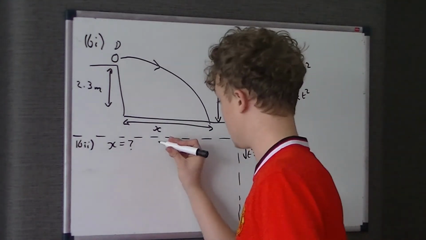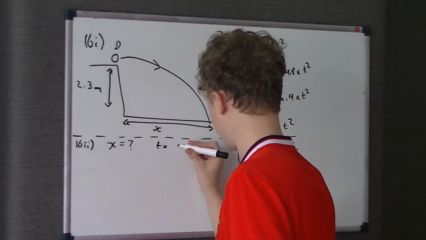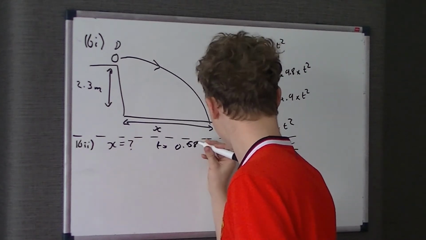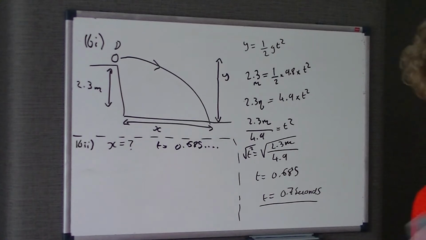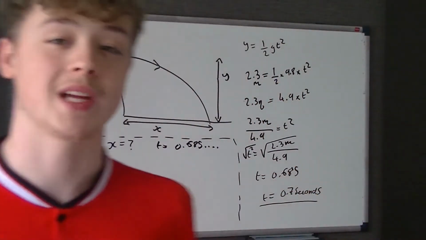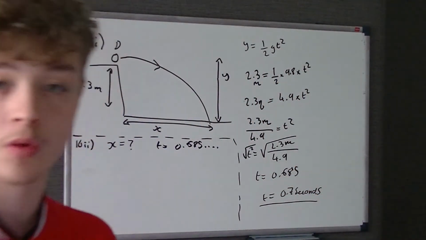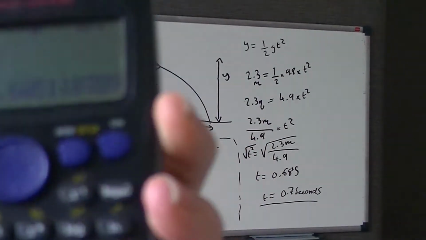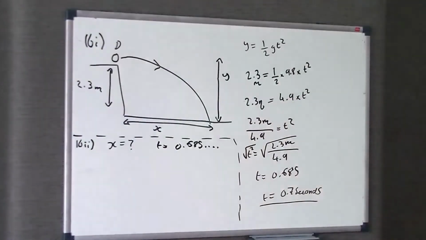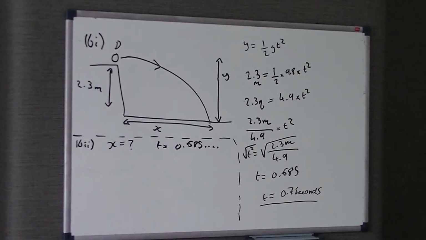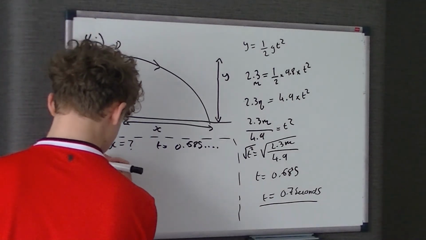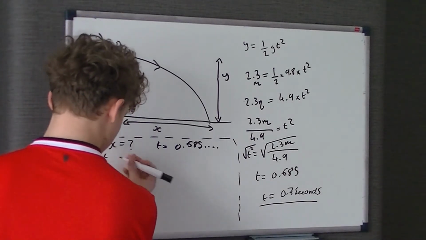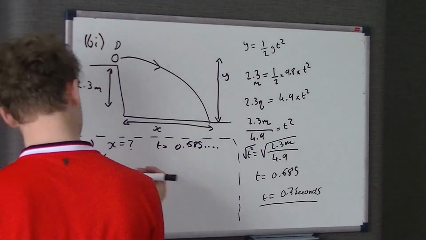Well, we've got t is equal to 0.685 seconds. Now the reason I've not put it as 0.7 is we want to keep it as accurate as we can, and we can do that without rounding it. So that's the answer. I've got my calculator for the time. So we know x. Well, how do we know about x? Well, x is equal to ut. We don't know x.